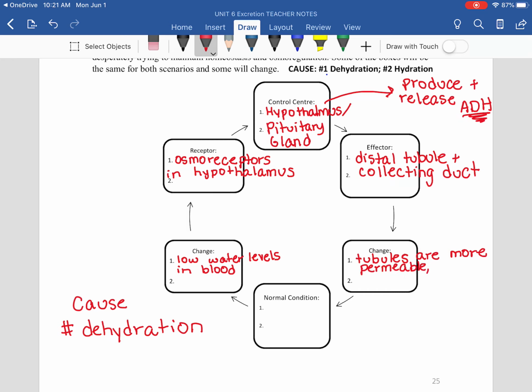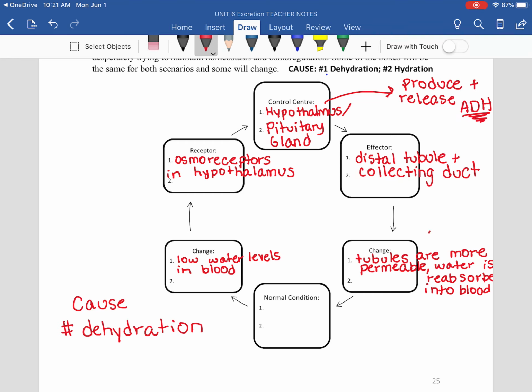Okay, so they're more permeable. What that means is that water is able to actually pass out of the tubules and back into the blood to be reabsorbed. So tubules are more permeable. Water is reabsorbed into blood. So it gets into the capillaries eventually.